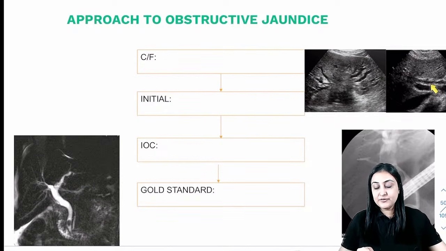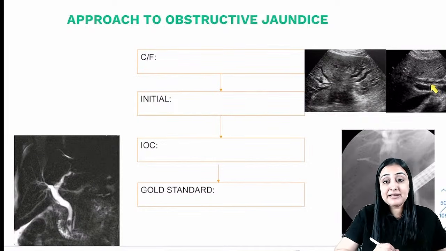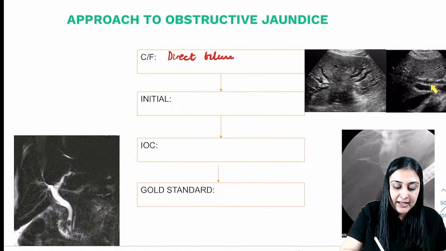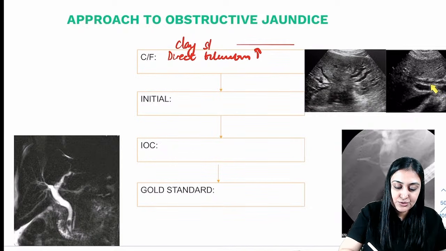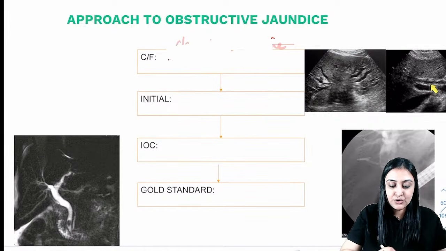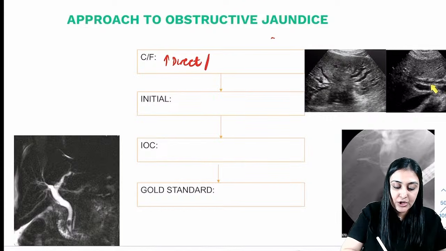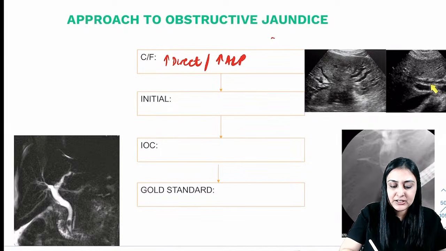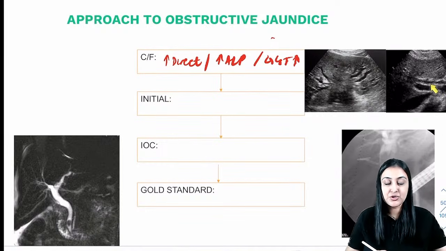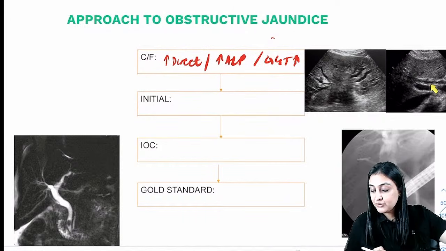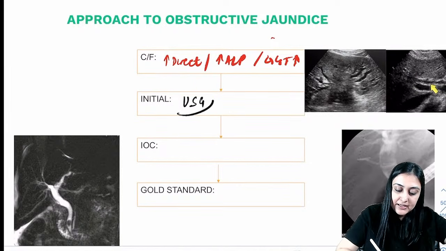Anytime they give you obstructive jaundice, what will be written in the history? In the history they will tell you that there's a patient who has jaundice with high direct bilirubin. History wise, they will give that the patient has clay colored stools and high colored urine. So clay stools and high colored urine, and you will have high direct bilirubin or conjugated bilirubin. ALP is gonna be raised, GGT is gonna be raised, right? So your obstructive markers are gonna be raised here. What is the first investigation you will do? Initial is gonna be ultrasound.